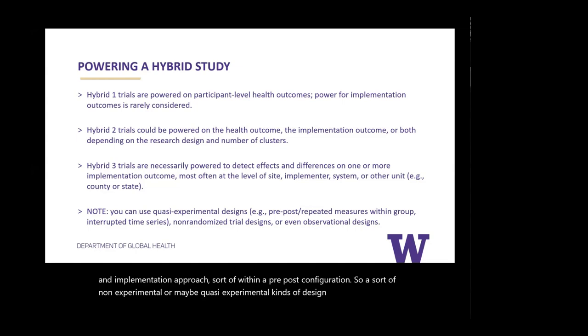As I mentioned earlier, you can use quasi-experimental designs, you can use non-randomized trial designs, you can even use observational designs to do hybrid effectiveness implementation studies. Jeff Curran points out, for example, that a well-designed observational, non-randomized or even rollout kind of study can be of great utility, particularly in the rollout of public health or community programs.